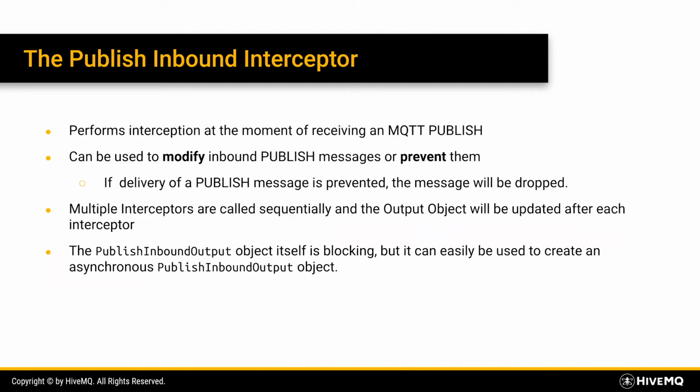Our publish inbound interceptor performs interception at the moment of receiving an MQTT publish. You can use this interceptor either to modify inbound publish messages or also to prevent them. For example, if the delivery of a publish message is prevented, then the message will be dropped. You can also use multiple interceptors, and in this case, they are called sequentially, and all the results will be written into the output object one after each other. You can also wrap your publish inbound output object into an asynchronous object so that you can work with an asynchronous mechanism.